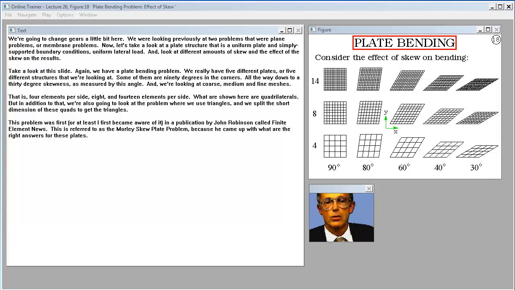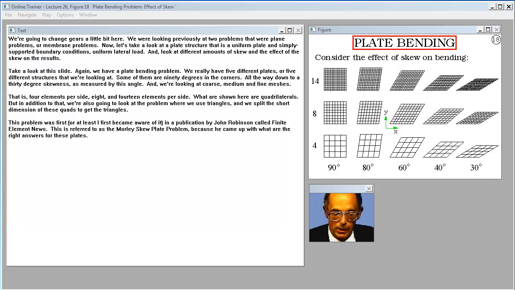We're going to change gears a little bit here. We were looking previously at two problems that were plane problems or membrane problems. Now let's take a look at a plate structure that is a uniform plate with simply supported boundary conditions and uniform lateral load, and look at different amounts of skew and the effect of the skew on the results.